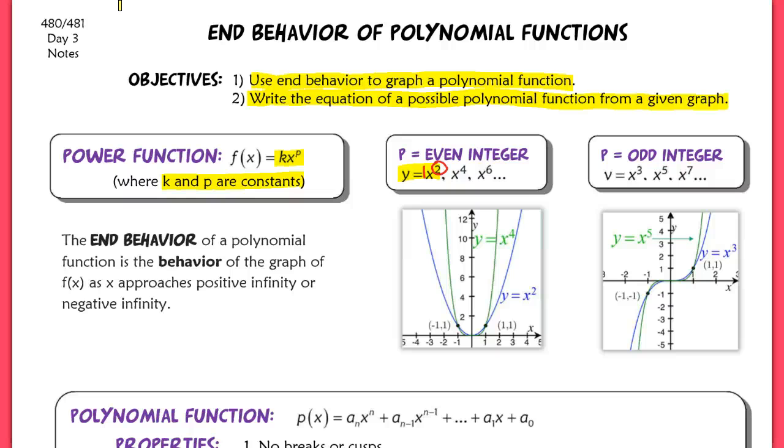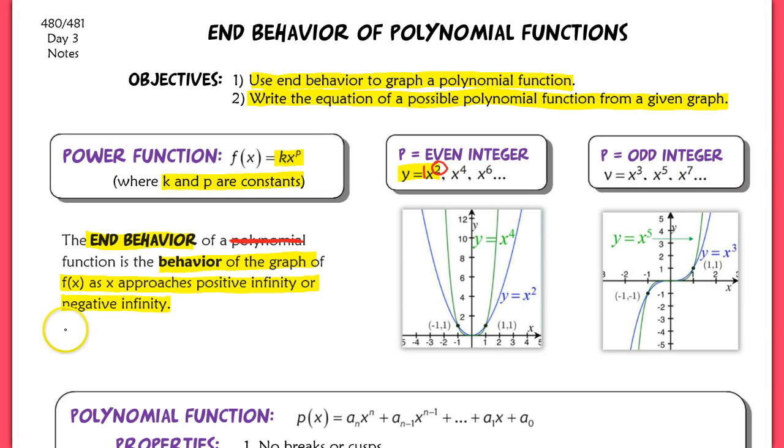So let's make sure we define end behavior. The end behavior of a function, now this says specifically polynomial functions, but the word doesn't even really have to be there. In general, the end behavior of a function is the behavior of the graph of your function as x approaches positive infinity or negative infinity. In other words, you're looking at what happens to the outputs of your function as your inputs get really, really large or really, really small.